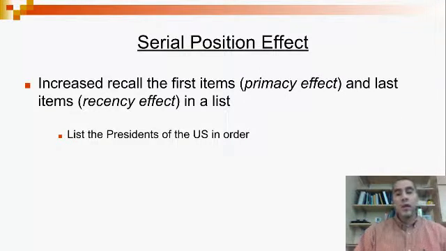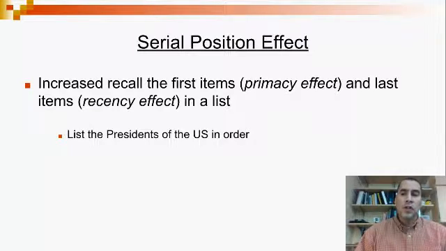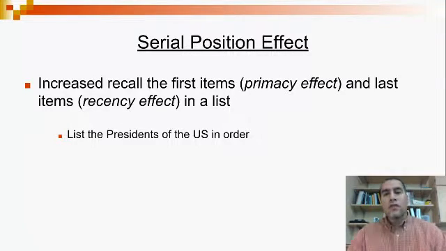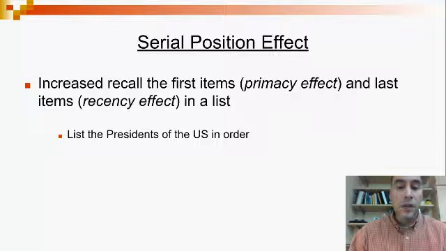Another retrieval cue here is what we call the serial position effect. Sometimes we call this the primacy and the recency effect. We know this. We are more likely to recall the first and the last items on a list the best. If I were to ask you, for example, to list the presidents of the United States in order, we would probably get the first few, Washington, Adams, Jefferson, etc., and the last few, President-elect Trump, Obama, etc. The ones in the middle, we're probably going to be a little fuzzy on, and there is a reason for that.